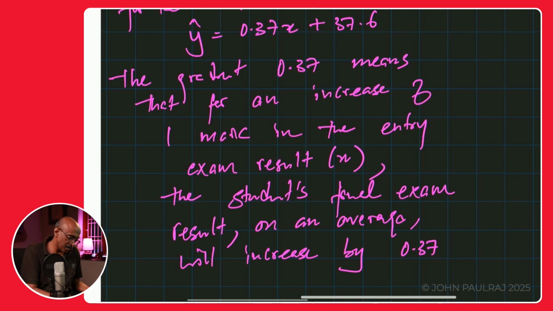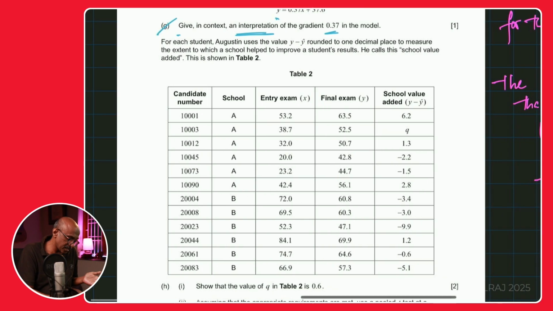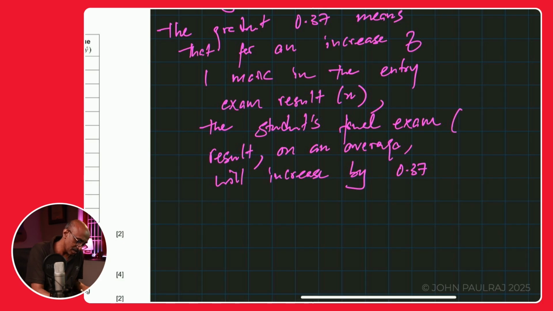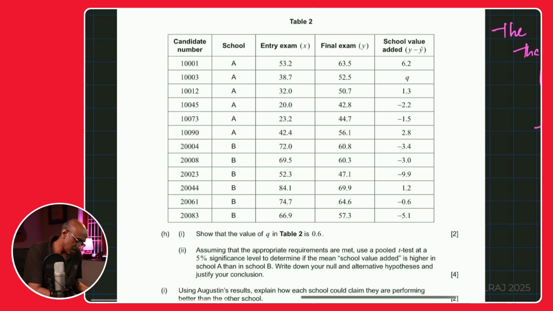So for every 1 mark increase in the entry exam, that's the data X, your Y hat, the student's final exam result, on average will increase by 0.37, okay? All right, next, let's keep reading.